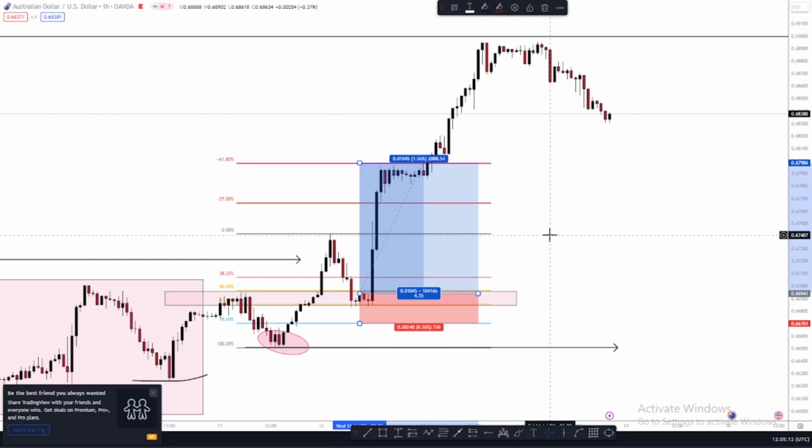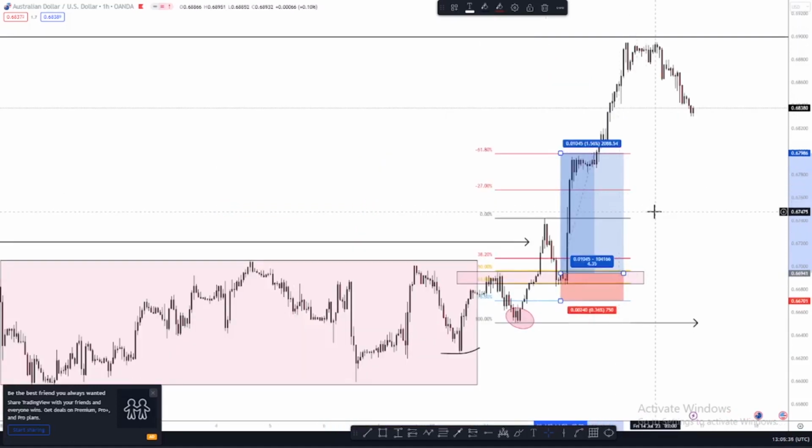So when the CPI data was released, that caused the spikes in the market. No drawdowns, straight to take profit. As simple as that. So now let's go over our confluences.